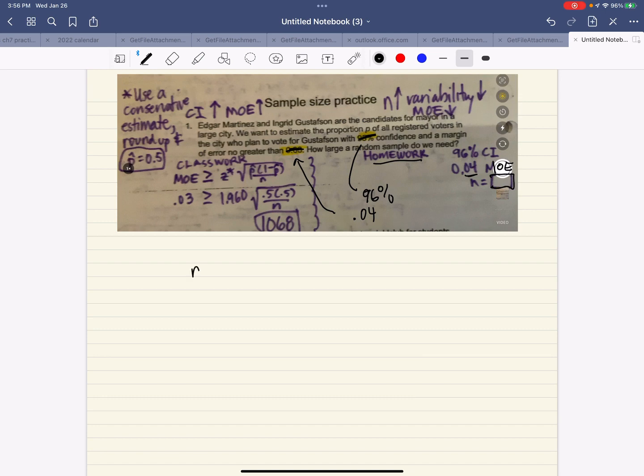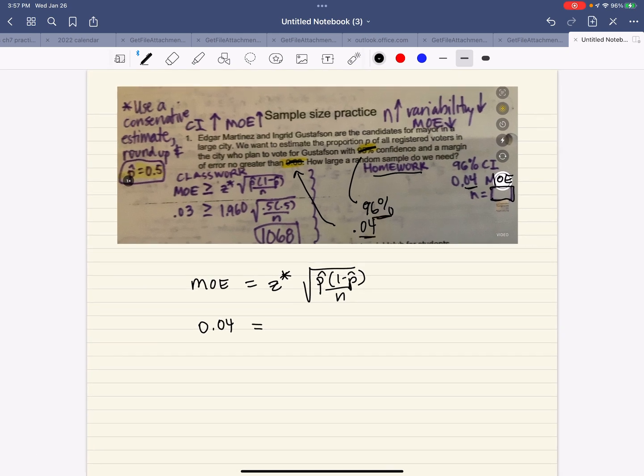Okay, so our formula, the margin of error, would be our z star times the square root of p hat, 1 minus p hat over n. Again, they're not giving me a p hat here, so using the most conservative estimate possible, we go ahead and use a p hat of 0.5 unless they give me one. Here they changed the margin of error to 0.04, and now I have to look up my z star for 96.